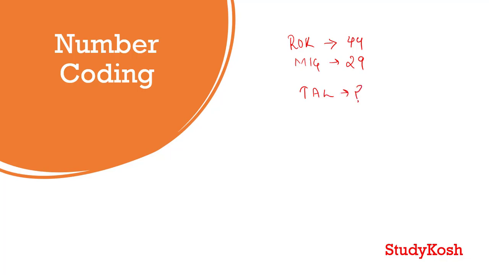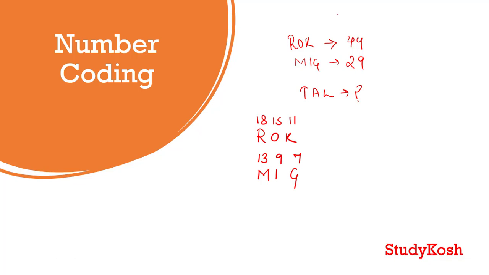So how can you decode it? First of all, what should be clicked in our mind? We should check the position of the letters which are given. The position of R is 18, the position of O is 15th, and the position of K is 11. Then for MIG as well, let's check out the position. It is 13 for M, 9 for I, and 7 for G.